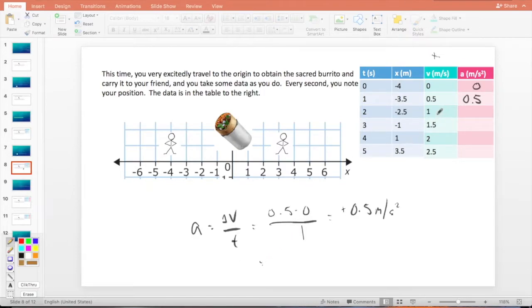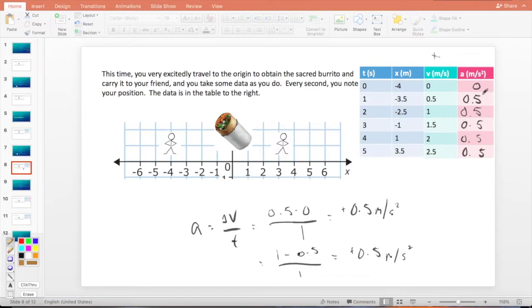For the next second, what was your change in velocity over time? Well, that time, you ended that second from 1 to 2 seconds with a velocity of 1. You start with a velocity of 0.5, and that took you 1 second. So I think you can see that once again your acceleration was positive 0.5 meters per second squared. And if you keep doing this, you'll see that the acceleration was the same, 0.5 meters per second squared all the way down.